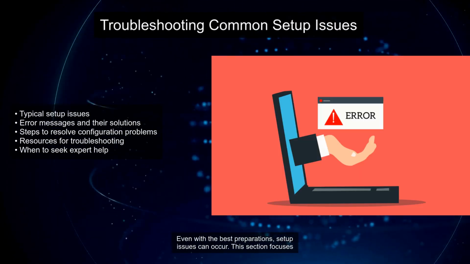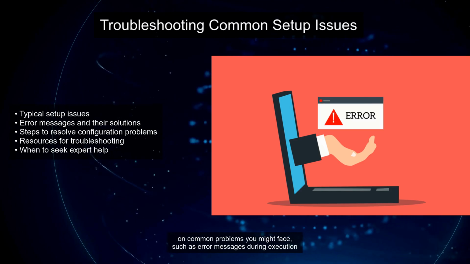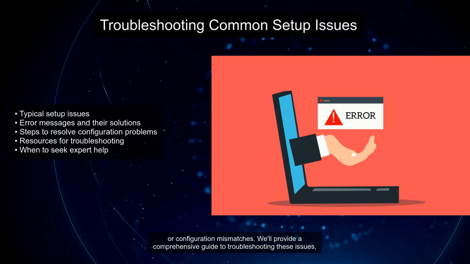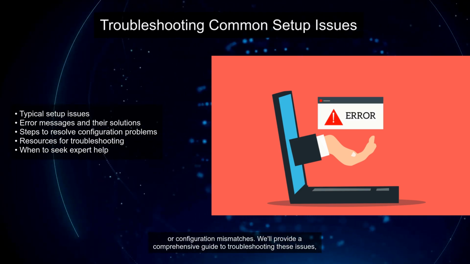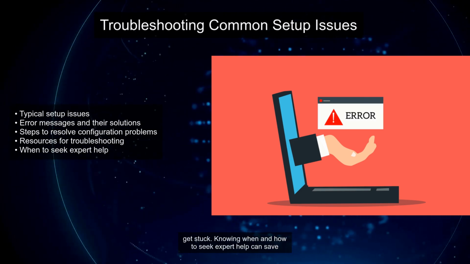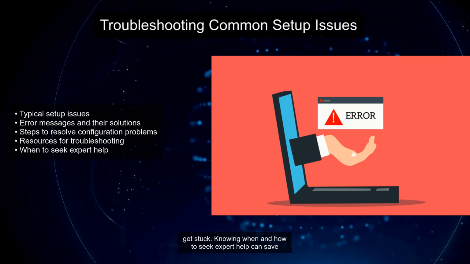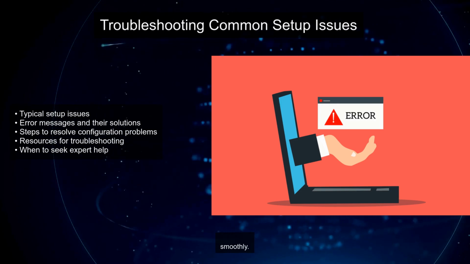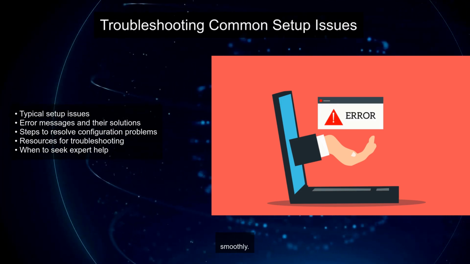Even with the best preparations, setup issues can occur. This section focuses on common problems you might face, such as error messages during execution or configuration mismatches. We'll provide a comprehensive guide to troubleshooting these issues, including practical steps to resolve them and resources to consult if you get stuck. Knowing when and how to seek expert help can save you time and frustration, ensuring your diffusion models are up and running smoothly.